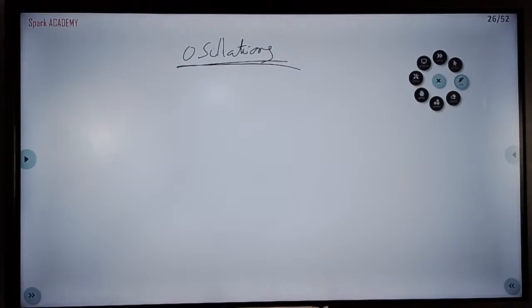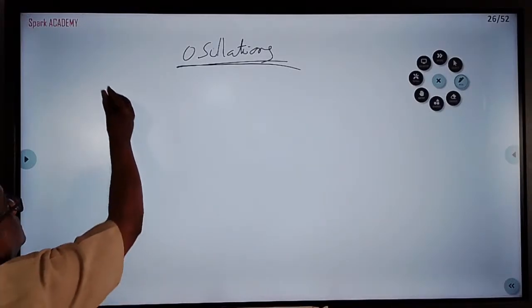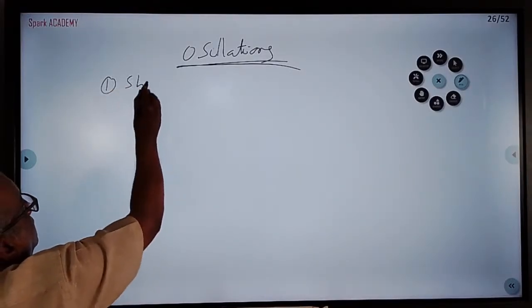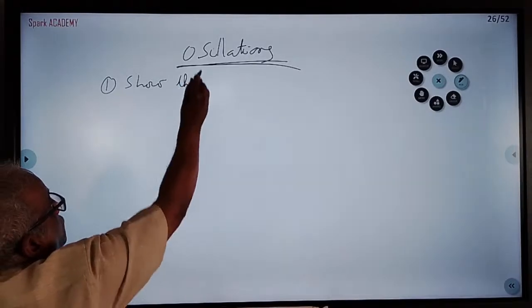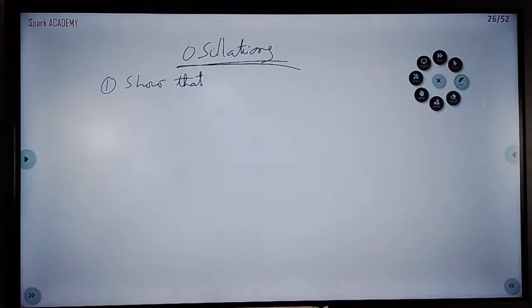Define simple harmonic motion. Show that motion of simple pendulum is simple harmonic. Hence, derive the expression for time period. What is seconds pendulum? So, students, I am explaining, I am writing. Show that motion of simple pendulum is simple harmonic.